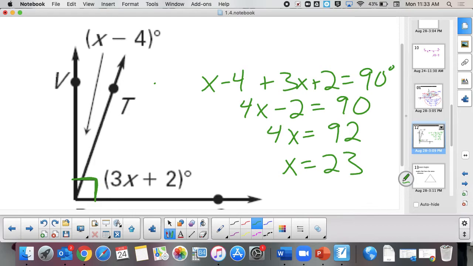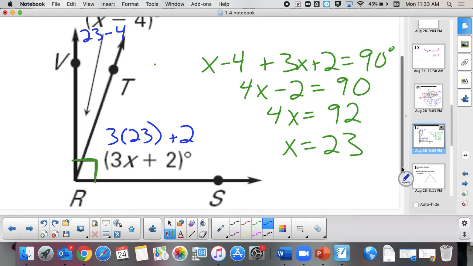Plugging them back in to find your answers, I have 23 minus 4, and 3 times 23 plus 2. That means that angle VRT is 19 degrees, and angle TRS is going to be 71 degrees. Make sure you answer the question that's there.